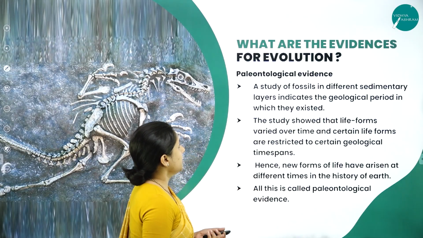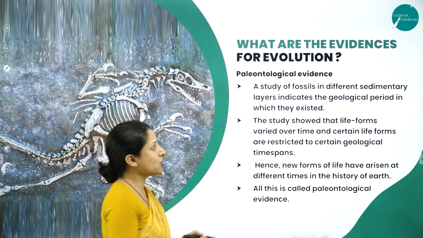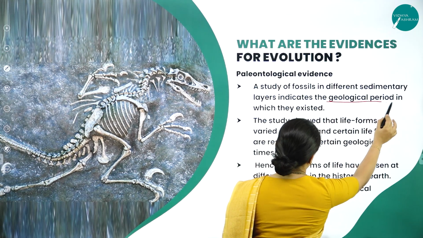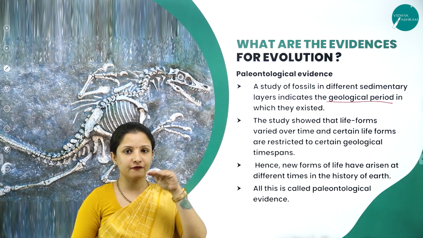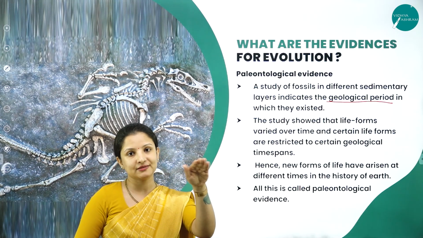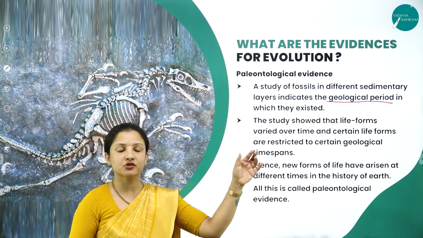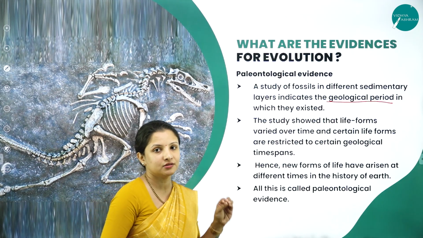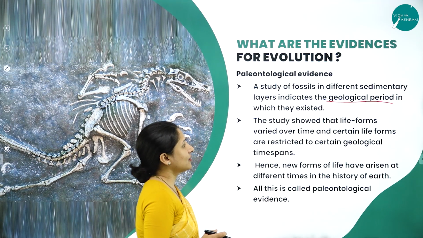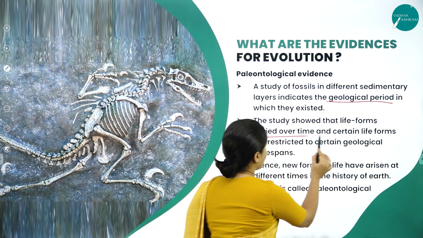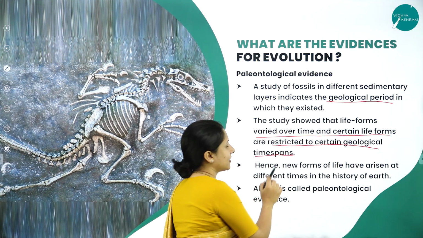So moving further, a study of fossils in different sedimentary layers indicates the geological period in which they existed. As I said, based on how many layers of sediments have settled on top of the fossil, we can find out to exactly which geological period these fossils or organisms belonged. And the study shows that life forms vary over time, and certain life forms are restricted to certain geological time spans. That is true, right?